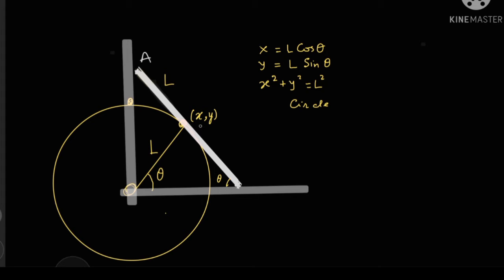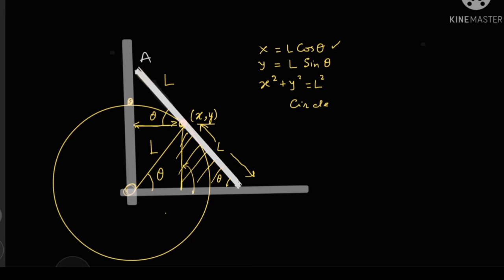Now suppose the coordinates of center of mass are x comma y, and we have to find the path along which the center of mass moves. From this figure you check that the x coordinate, which is this distance, is equal to L cos theta, while the y coordinate, that is this distance, from this triangle you can check that it is L sin theta.